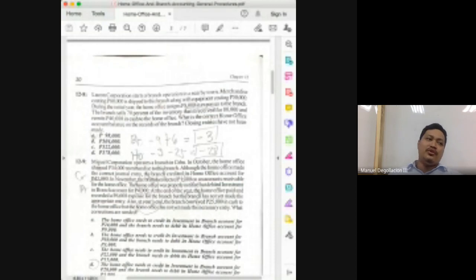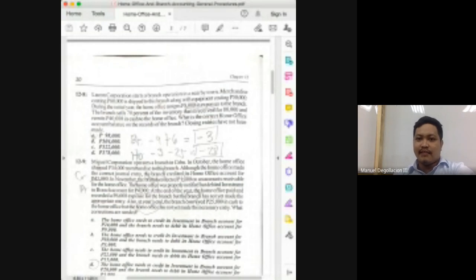Okay, so I hope you do not get confused. Who uses the shipments to branch account? The home office or the branch? Home office. And when does the home office use that? Every time it ships goods to the branch. Who uses the shipments from home office account? Branch. So where can you find the shipments from home office account? You can find it in the books of the branch. When does the branch use the shipments from home office account? Every time it receives shipments from the home office. Okay? Because again, that will also have an impact on the computation of the cost of goods sold of the home office and the branch.